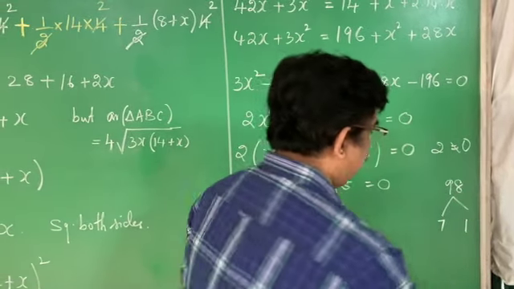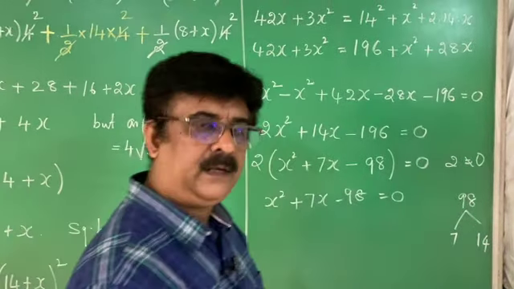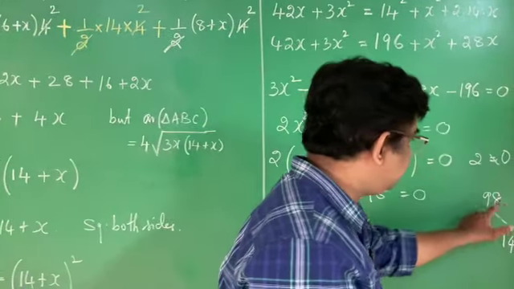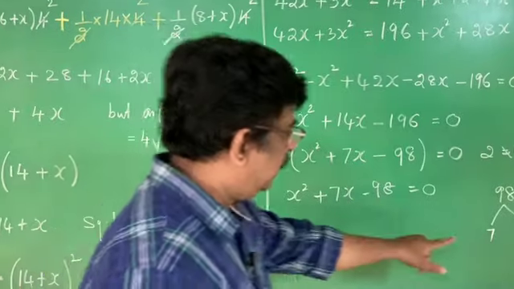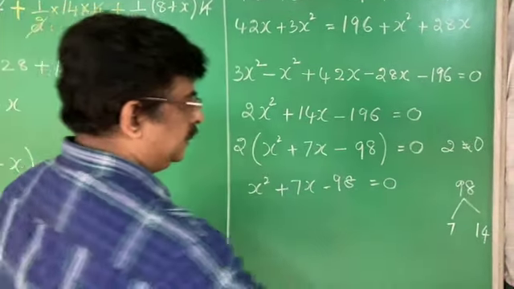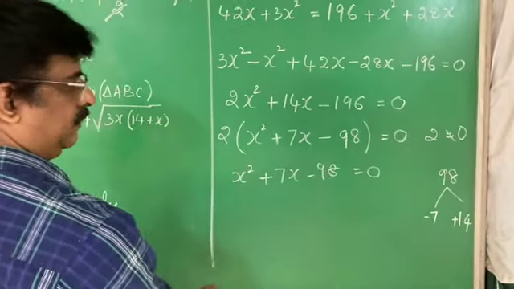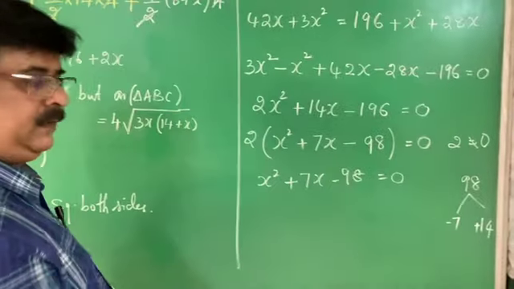28. 7 4s are 28. 7 into 14 is 98, right? Sorry, 98. 7 into 14 is 98. Now, 14 minus 7 is 7, right? Therefore, this is plus, this is minus. You have to get 7. 14 minus 7 is 7.